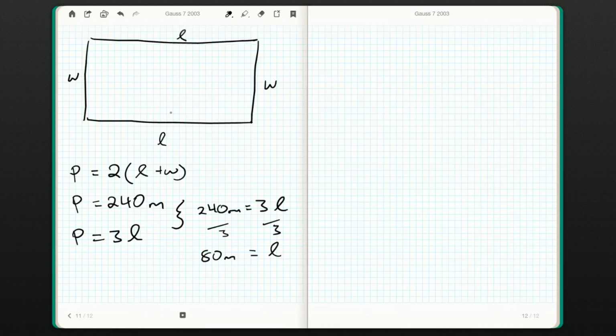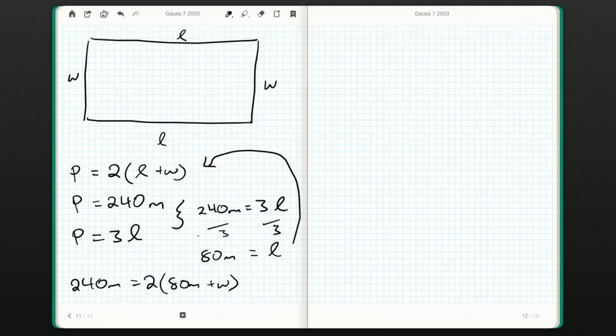That's great. So now we can take that and plug it into this first equation. So we know 240 meters is the perimeter. And now we know that that's 2 times 80 meters plus W, or however many meters W is. So we can start trying to find W. What I do is I read this aloud. I say on the right-hand side, what have I got? 2 times 80 meters plus W. So I take the W first. What do I do to W? And then what do I keep doing? So W plus 80 meters, and then we take all that and multiply it by 2.